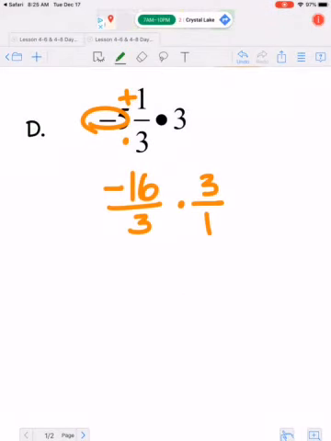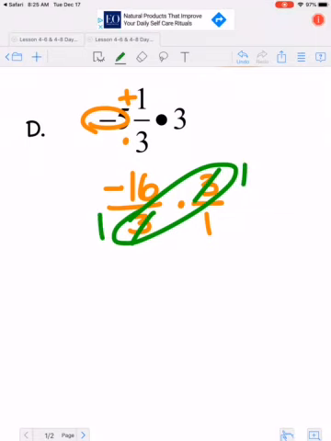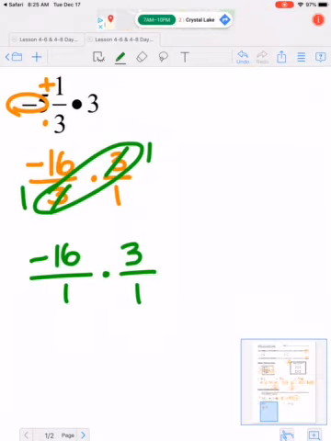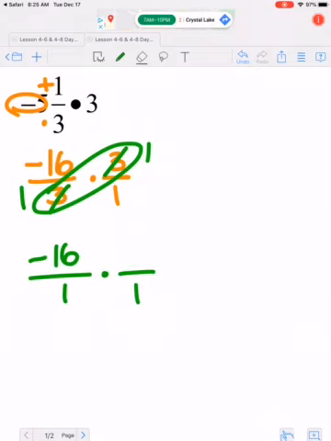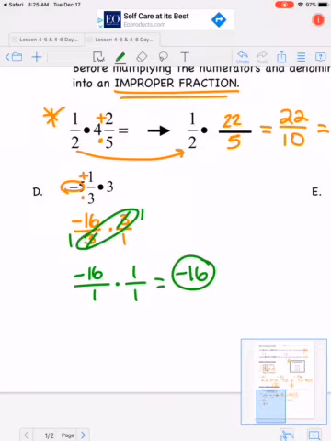So one other thing that I'm going to show you really quick is that you can actually make this a little easier on yourself so you don't have to simplify at the end. If you notice that cross products you can simplify, you can. So 3 and 3 can both be divided by 3, so you get 1. So our new problem is negative 16 over 1 times 1 over 1, because we changed that. Multiply across, and we will get negative 16.